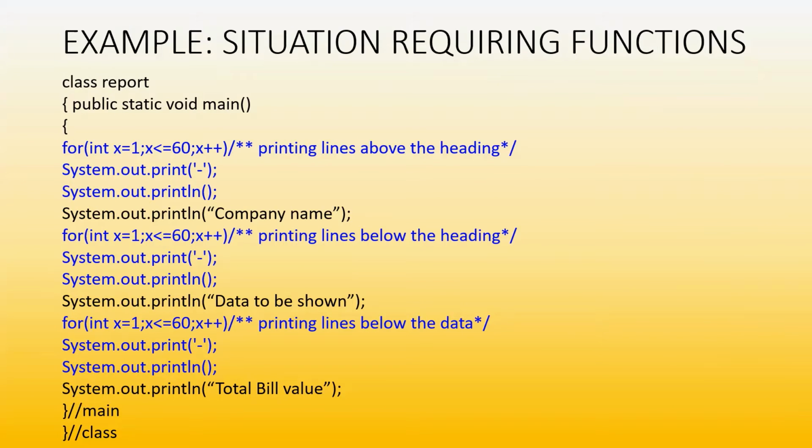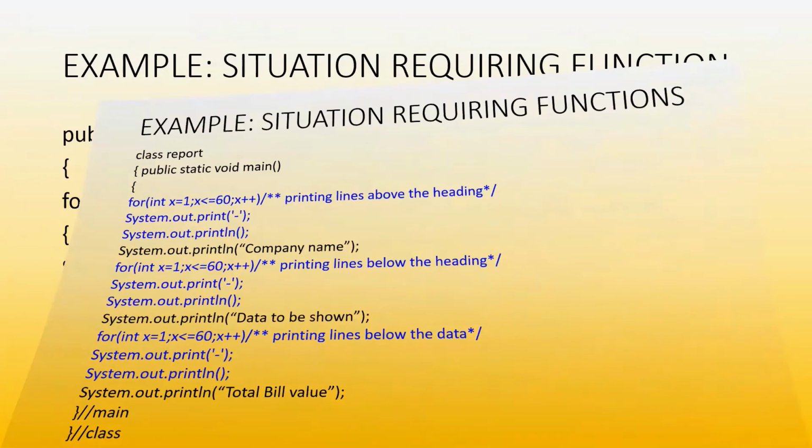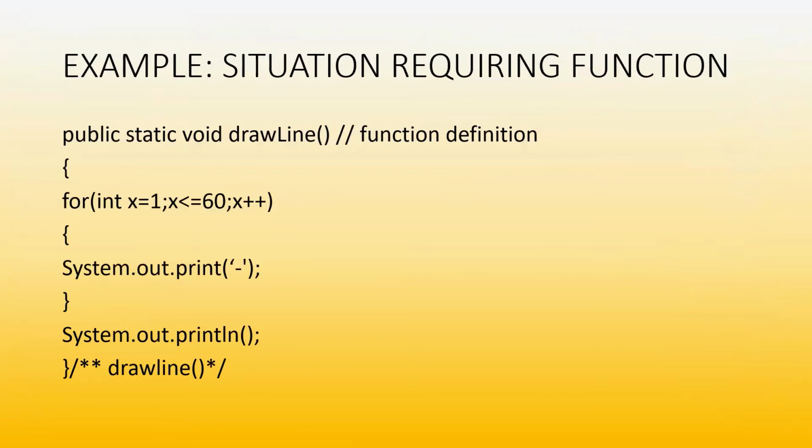Now, to avoid this and to make it a lot simpler, we can form a function. So here we've made a function called public static void drawLine, which contains a for loop for printing 60 dashes, which forms a line. And then you've got this final println statement to move the cursor to the next line. As we can see, we've got the function definition. Here public is the access specifier, static is the modifier, and void is the return type because it doesn't return any value. It only prints an output to the user, but it doesn't return any value to the main function.